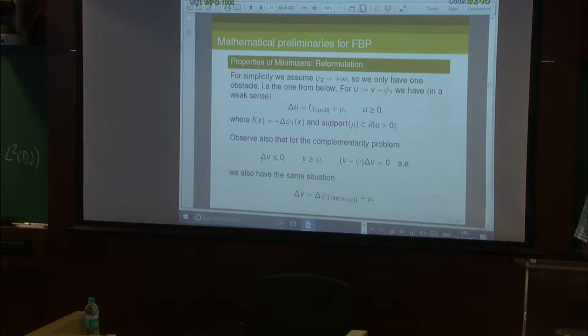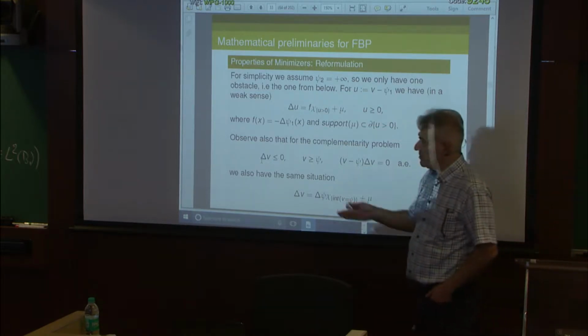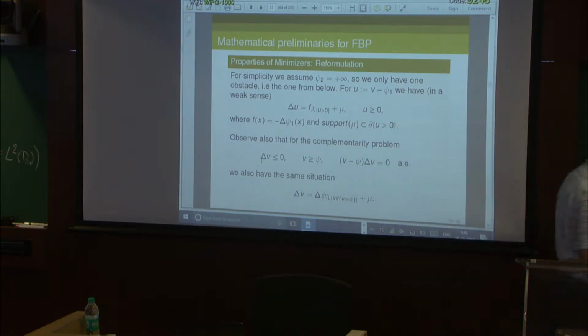What we have is the Laplacian of u is the Laplacian of v minus the Laplacian of psi. And we can verify that v is harmonic away from the obstacle, so I have to verify this, that away from this it is going to be 0. The Laplacian is going to be 0 because it's harmonic, but when it touches it will be the Laplacian of v minus psi, so it will be the Laplacian of psi times the characteristic function of the set where v is exactly psi.